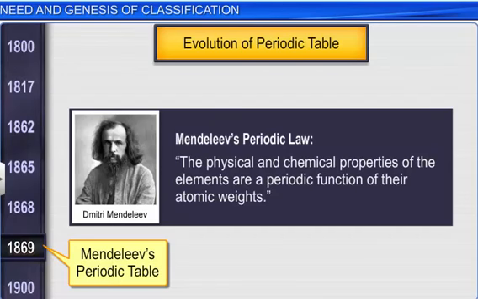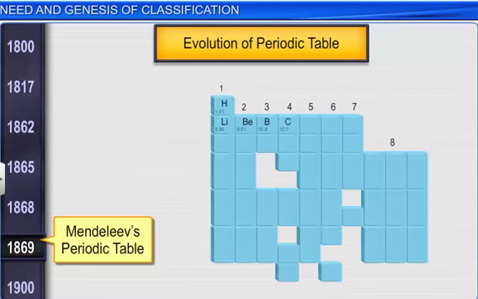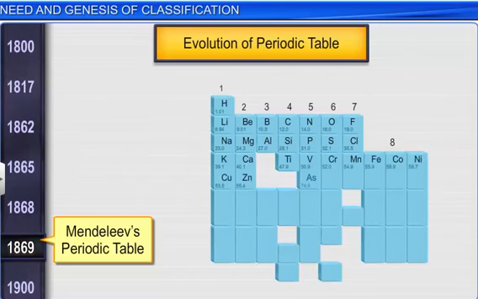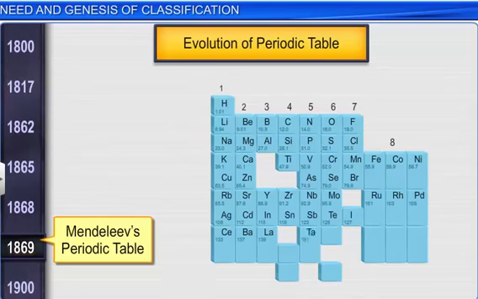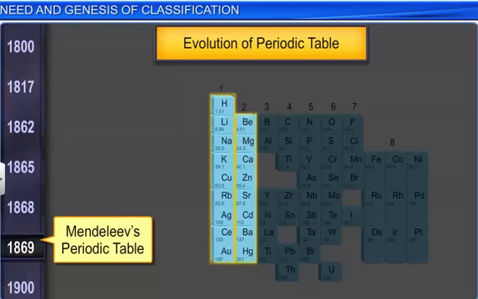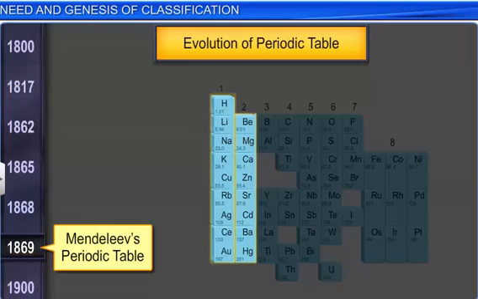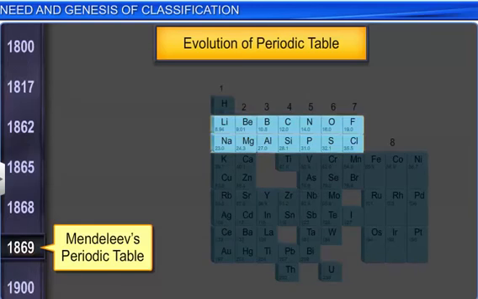Mendeleev created the periodic table by listing the elements in a row in order of atomic weights, and starting a new row when the characteristics of the elements began to repeat. This resulted in the arrangement where the elements with similar properties occupied the same vertical column. Mendeleev termed these vertical columns as groups and resultant horizontal rows as series.